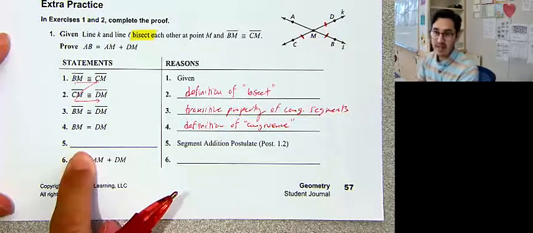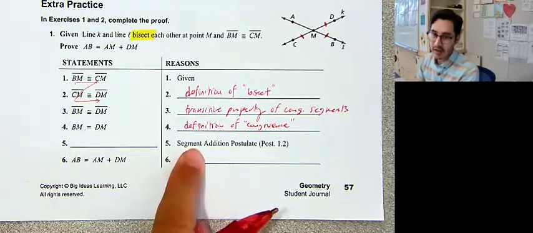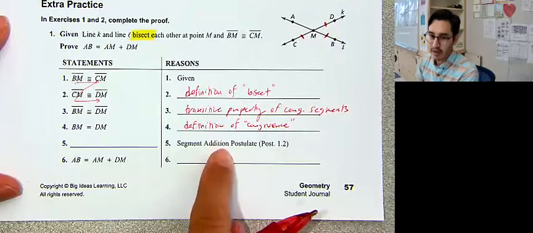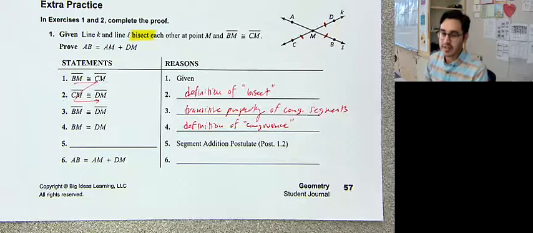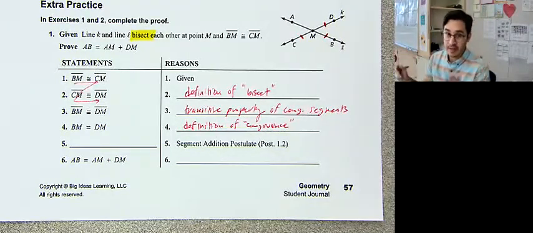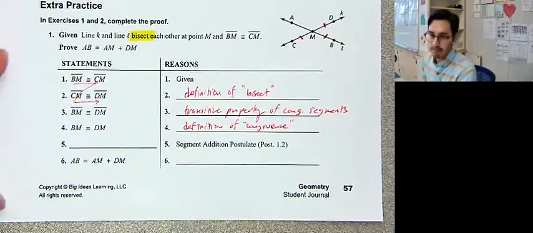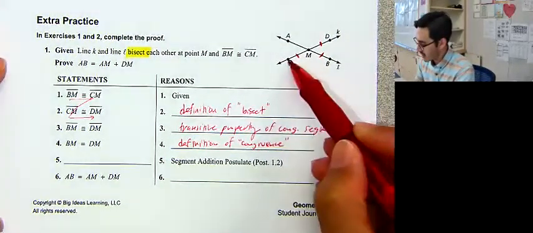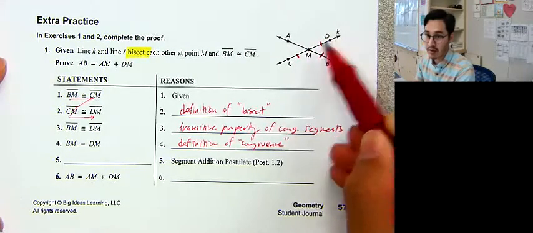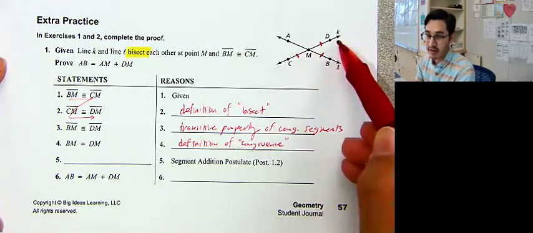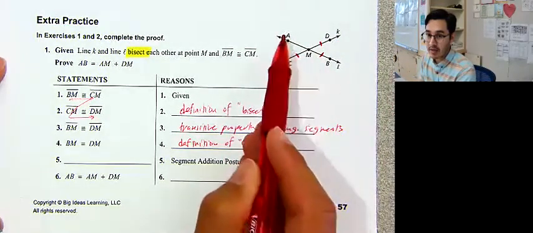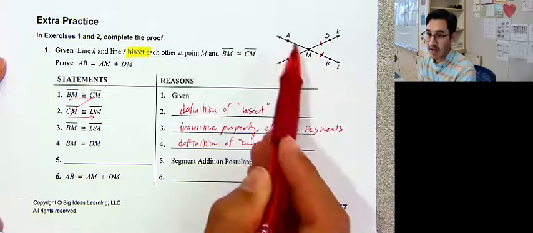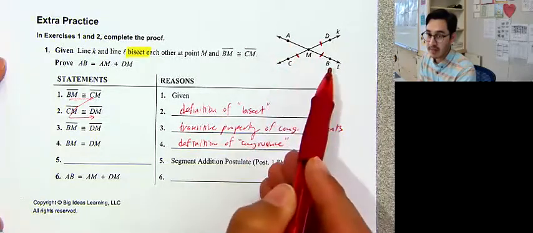Now the next statement is missing, but we do have a clue of the reason for it. It says segment addition postulate. The segment addition postulate says that two smaller segments that are next to each other add up to the longer segment. Well, that applies in two places here. Segment CM and MD are next to each other, so I can add those together to get the longer segment. Or AM and MB, those two segments are next to each other, and so I could add them to get the total distance A to B.